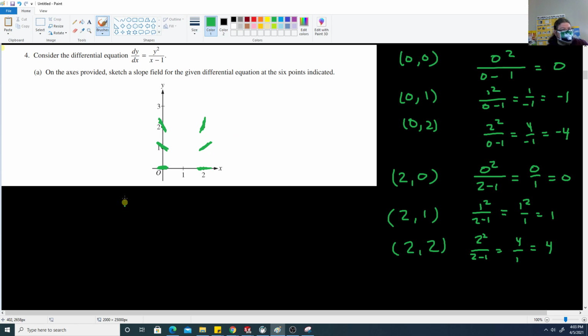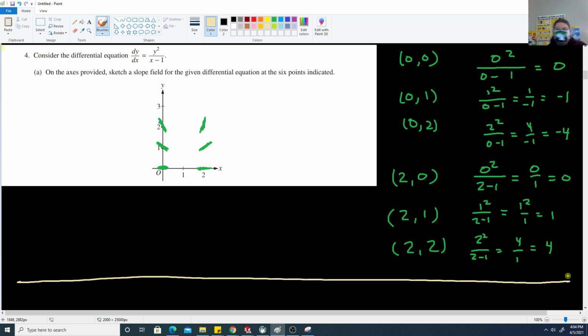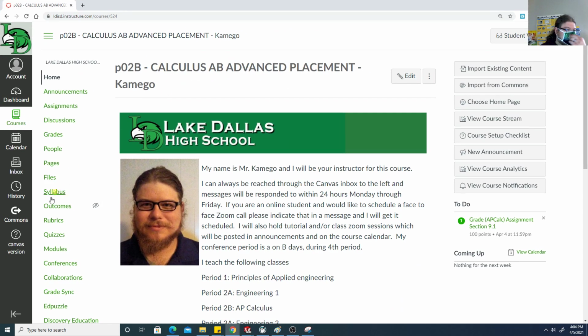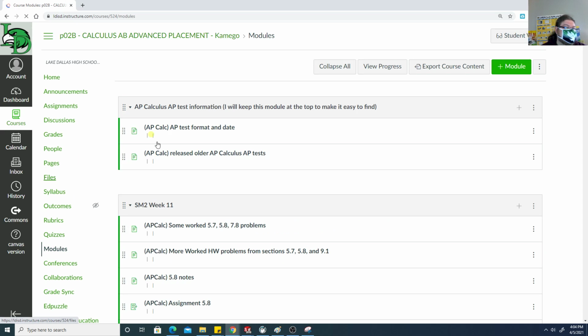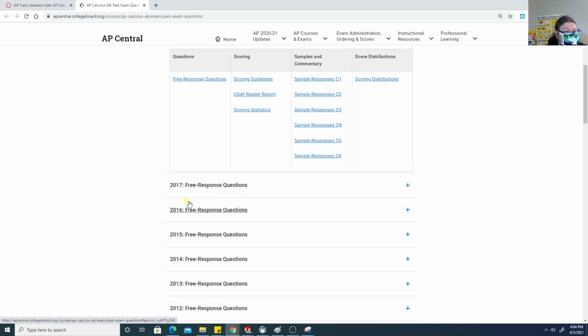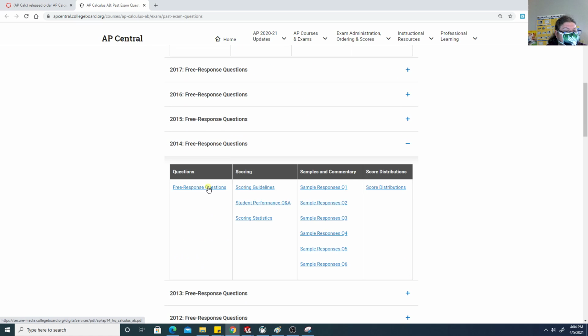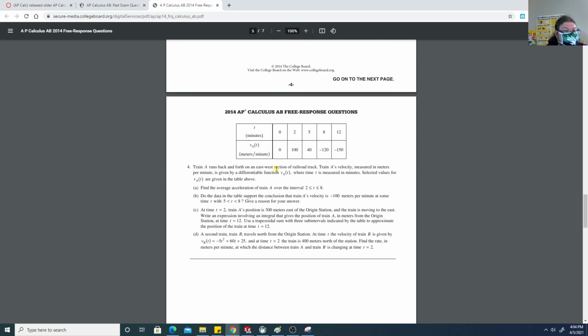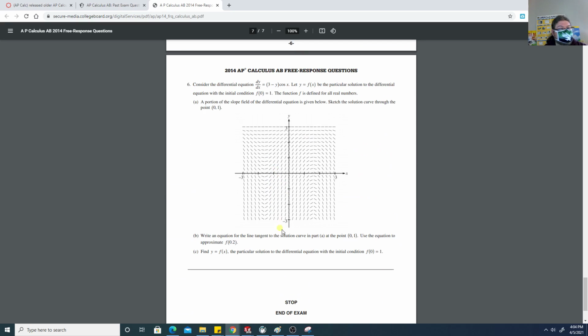And so on the AP test, for some of the slope field stuff, this is an example of what you might find. And again, in our classroom, to show you all where I put released AP stuff up here. Here's stuff about the test format and date. Here's stuff about some of these older AP tests that they released. Let me try to find one other real quick from this that involves the slope field where you draw an integral curve. So here's the one that we want to look at next.